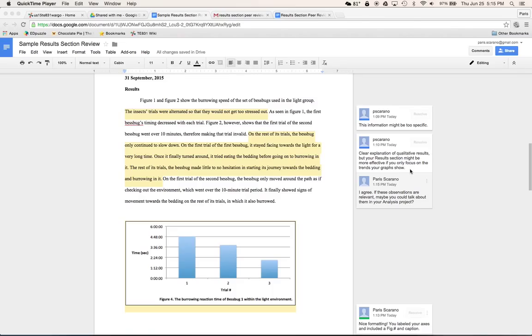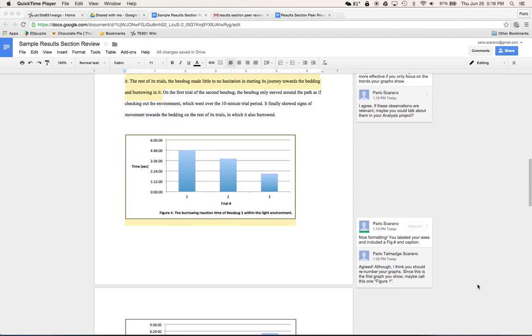What's important here is that this second commenter has actually responded to the comment made by another student up at the top. I'm hoping that students will use the comments function for this purpose, and I'm going to encourage them to do this. This second commenter has furthered the initial comment: if these observations are relevant, maybe you could talk about them in your analysis project. So they're not discounting the information the original group provided with regard to behavioral data. They're saying maybe there's a better place for it.